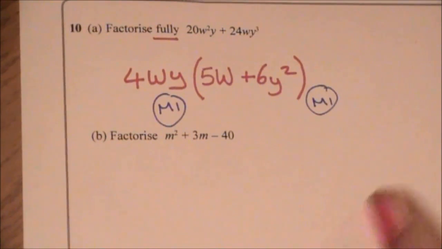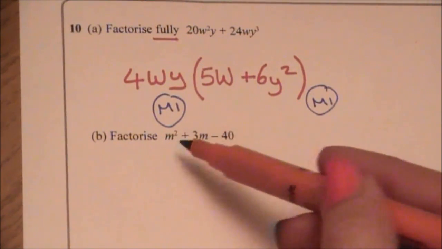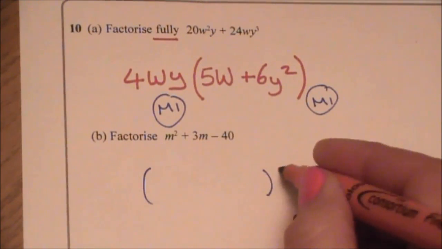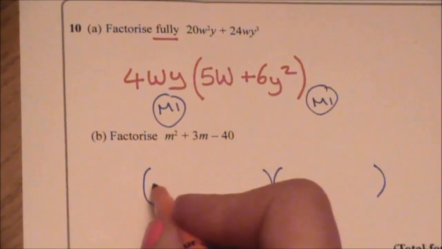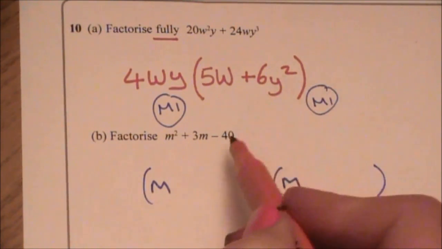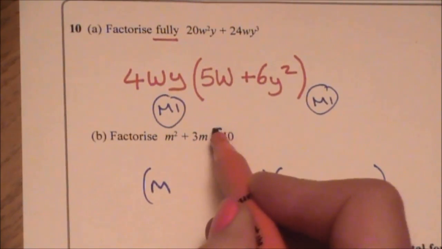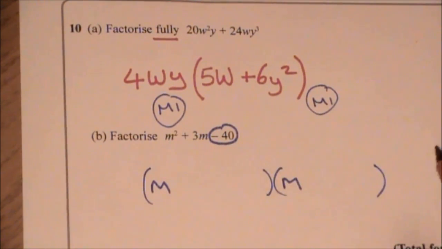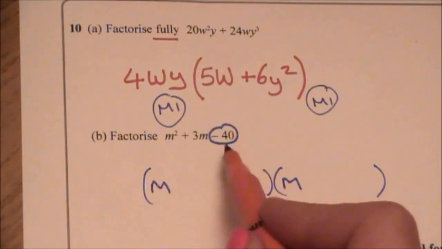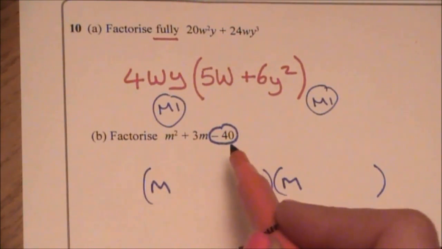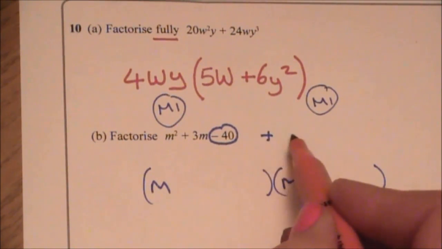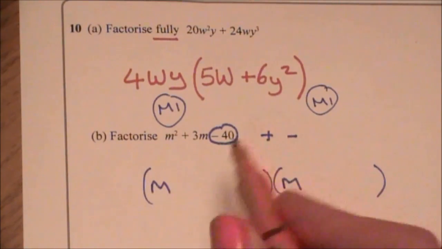Part B wants you to factorise a 3-part quadratic. These go into double brackets and they start with your squared term, which in this case is m. First thing I want to look at is this end number here, the product, because whatever two numbers I choose to have in here need to multiply together to give me 40. Now, the fact that it's a negative 40 means my signs are different. One has to be positive, one has to be negative.